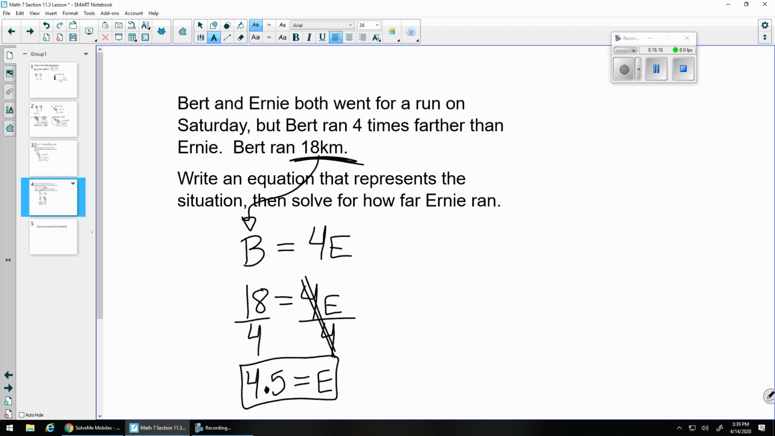And does that make sense? Well, we're saying Bert ran 4 times farther than Ernie. So if Ernie ran 4.5 times 4, well, hey, that's 18, and that's how far Bert ran. So yes, if Ernie ran 4.5 kilometers, that makes this situation true.